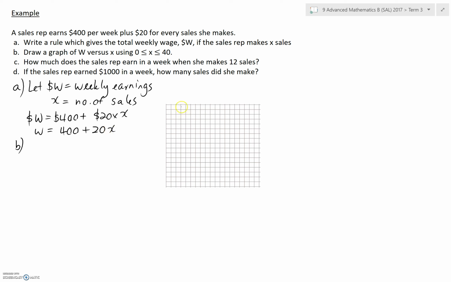So let's draw it on. We need to do our axes, same as before. Now remember I said most of the time we're only going to want positive values, which makes sense here. You can't have negative money, you can't earn less than 0, and you can't make less than 0 sales. So it's important that you label them. So this is weekly wage, weekly earnings, for example, and this is number of sales.